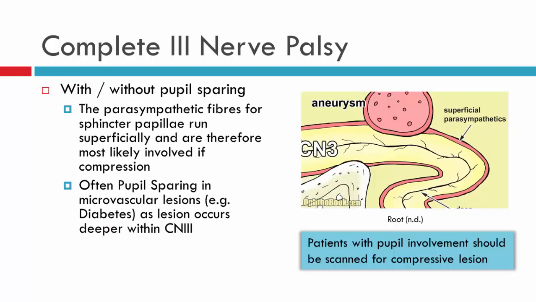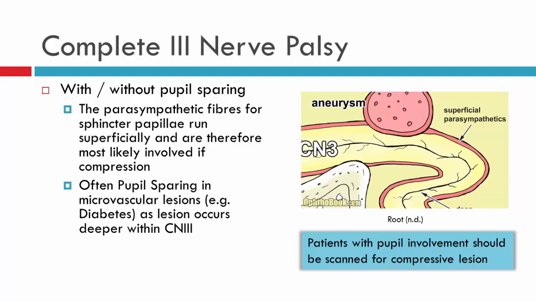Now, you would have noticed earlier I mentioned pupil sparing, that in cases where you have a complete third nerve palsy, where all the extraocular muscles are affected, we may have the pupil affected or not affected. The reason this is the case is because the parasympathetic fibres for the sphincter pupillae actually run superficially along the nerve. So we can see here they run superficially along here. So where we have a space-occupying lesion, for instance, that's actually compressing on the nerve, the sphincter pupillae or the parasympathetic fibres will be affected and will have pupil dilation.